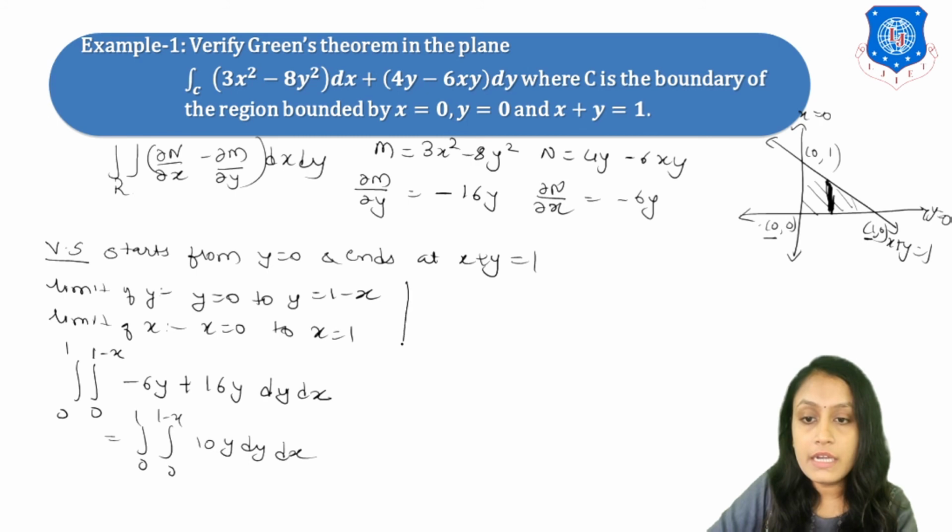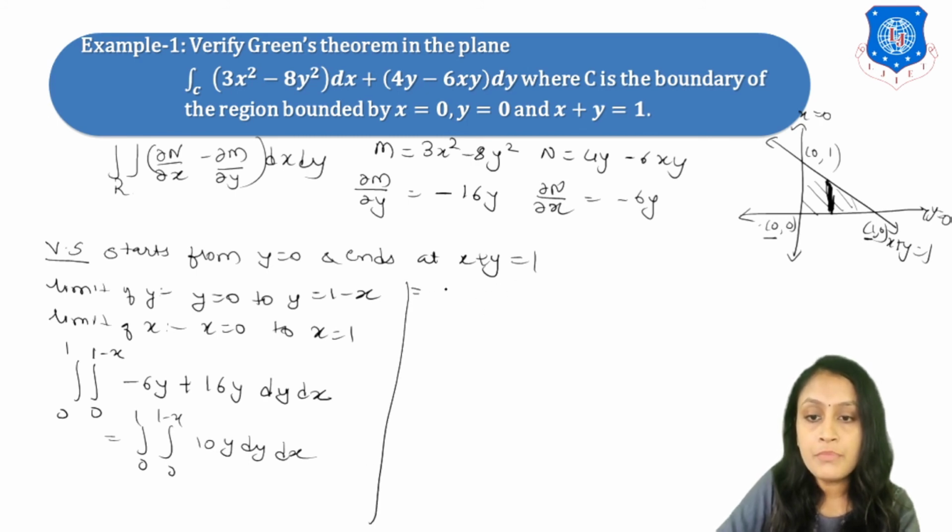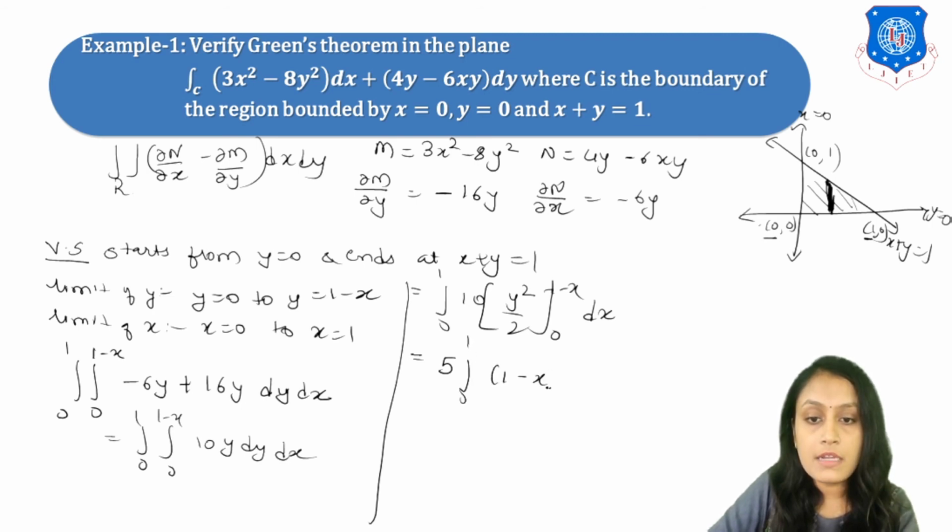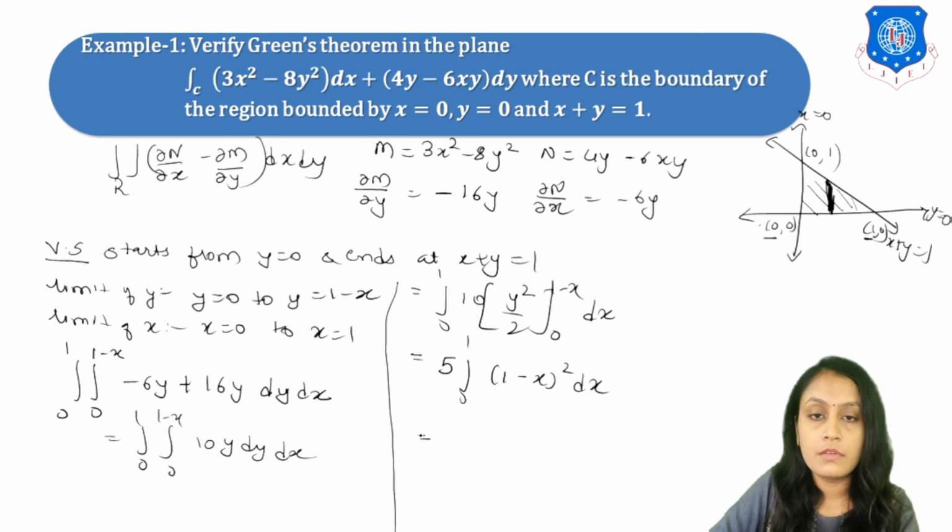Okay, now integrate this. So what you will get here, integration 0 to 1, 10 as it is, y square by 2, and the limits are what? From 0 to 1 minus x. Substitute the limits, take out 5 outside. 10 upon 2 is 5. Integration 0 to 1, 1 minus x whole square dx. This is equal to 5. Integrating, we get 1 minus x raised to the power 3 upon minus 3. Correct, because the coefficient of x is minus 1 and the limits are from 0 to 1. So this is minus 5 by 3.